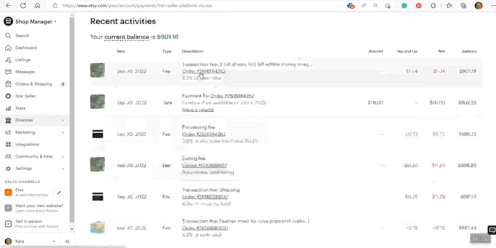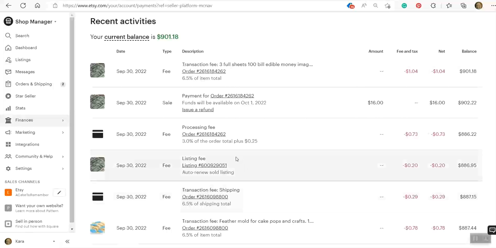Now, on this order, this ships for free. So the customer paid $16, and like I said, it doesn't look like this order came from a state that has sales tax collected, so there's no sales tax to deal with, and there's no shipping that they paid for because it ships for free. So they paid $16, and that's it.